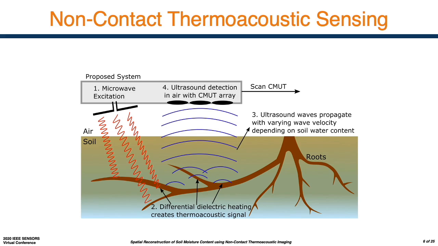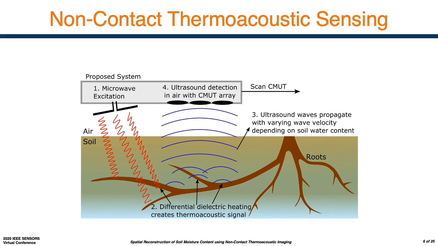This is done using a modality called thermoacoustics, wherein microwaves are absorbed by underground objects, such as root structures, causing thermal expansion and generation of sound waves that can be detected by high-sensitivity, airborne capacitive micromachined ultrasound transducers, or CMUTs.